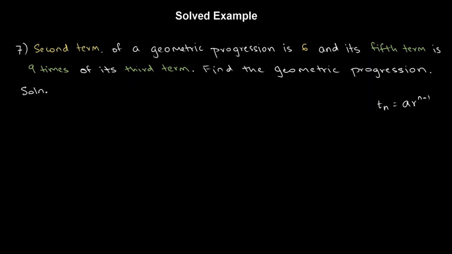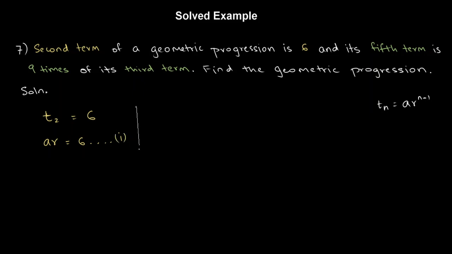They've given us the value of the second term. The second term can be considered as t2, and that is given to us as 6. So t2 is equal to 6, and t2 in terms of a and r can be written as ar raised to n minus 1. So ar raised to 2 minus 1, which is 1. So I get a into r is equal to 6. Let this be our first equation.